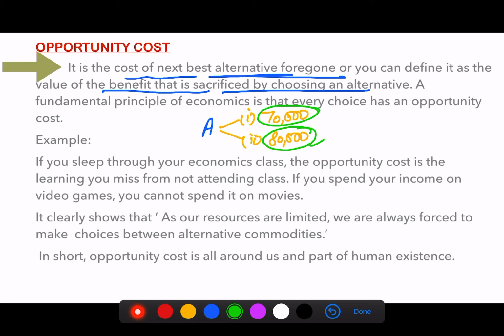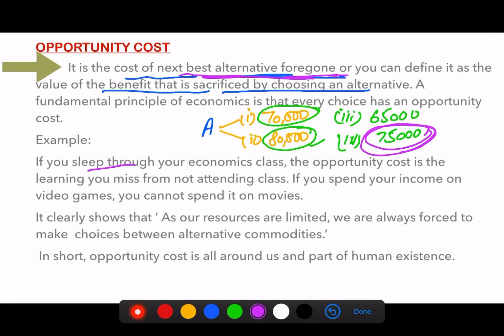Suppose in this example he has two more options. The third option he has offered is 65,000, and another is 75,000. Now in that case, the second best alternative for him is 75,000, because we are talking about the next best alternative foregone. Okay, because after 80,000, the next best alternative for the salary is 75,000. Okay, now look at some other examples.